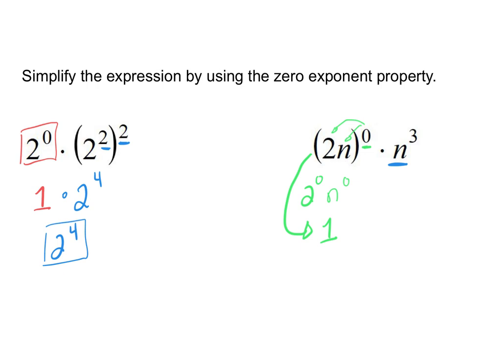Because there's nothing else to multiply, I just have 1n to the 3rd power, which can also just be written as n to the 3rd power because I do not need to write a 1 in front of a variable.